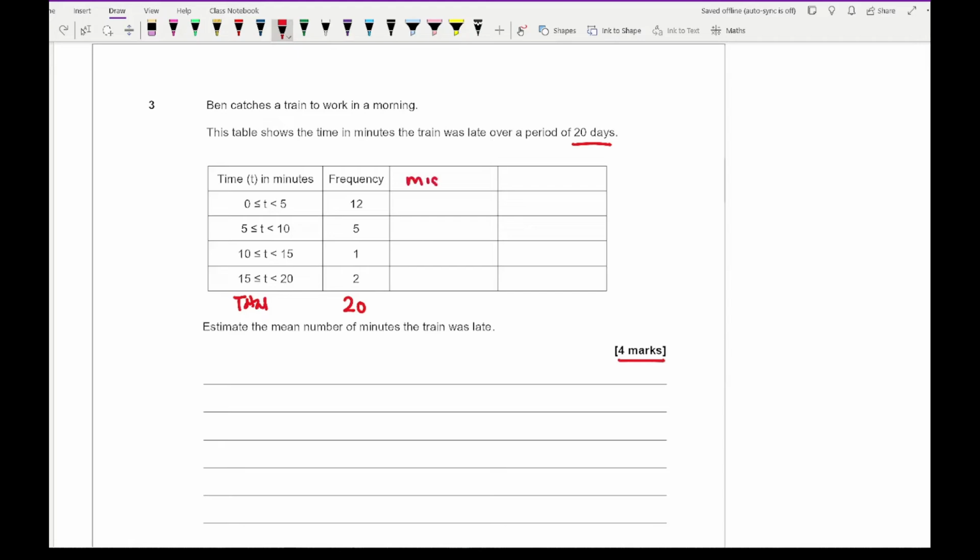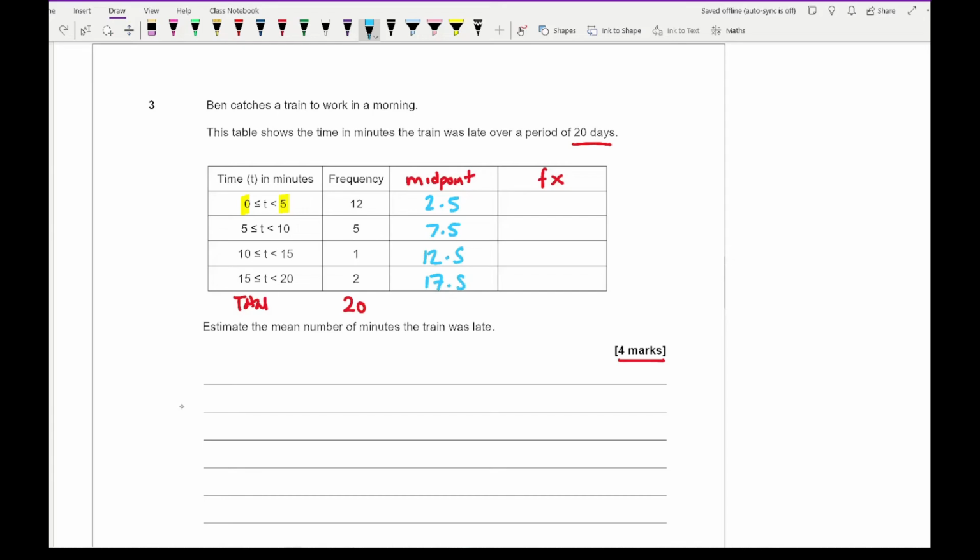So for this, what I need to do is to create a midpoint column, and then I need my fx column. So for this, what we need to do is our midpoint. Now to work out the midpoint, all you need to do is simply add the lower bound and the upper bound together and divide by 2. So here I've got 0 plus 5 is 5, divided by 2 is 2.5. 5 plus 10 is 15, half that is 7.5. 10 plus 15 is 25, divide that by 2, you get 12.5. And for the next one, we get 17.5.